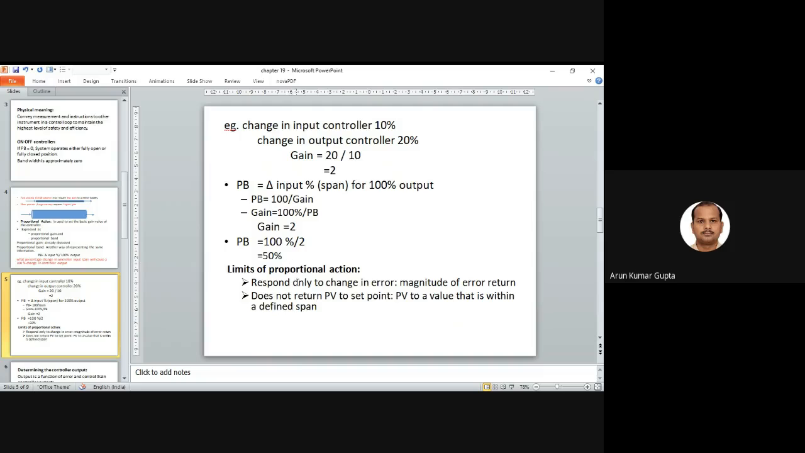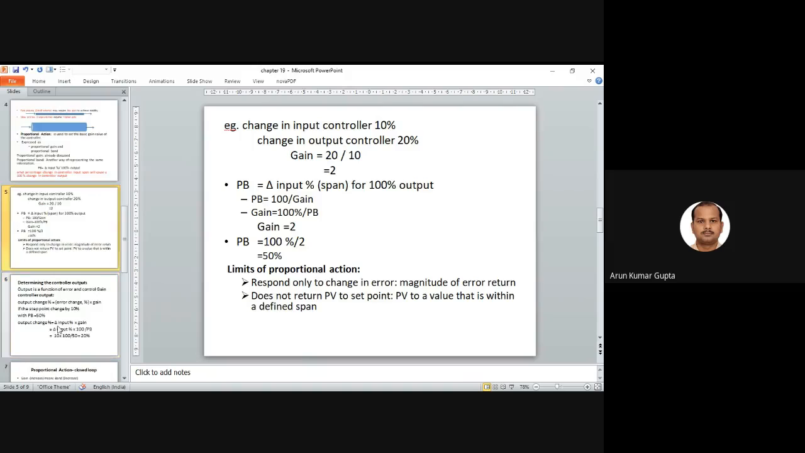Limits of proportional action: it responds only to the change in the magnitude of error, right? Proportional action is basically a closed loop system where the error counts and it returns to the system. It does not return the PV to the set point, only within the defined span.